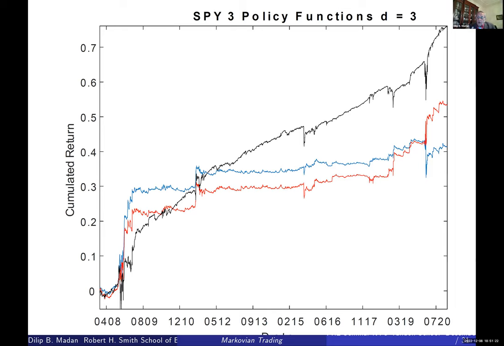Now we trained in 2020, but we applied the policy function from 2008 onwards. Okay, so the policy function is actually implemented all the way from 2008 till 2021. It was trained only on 2020 data for S&P. And so the value, the black one, which looked a little better than the others, was C equal 0.01. And this was, of course, cumulated daily returns.